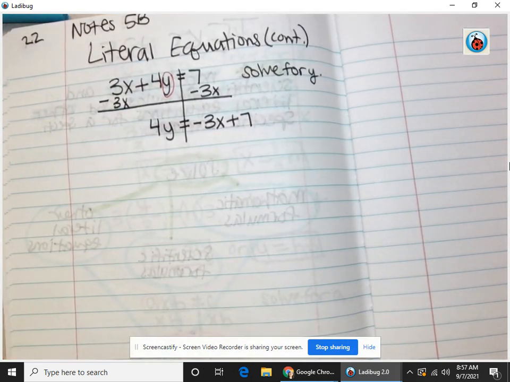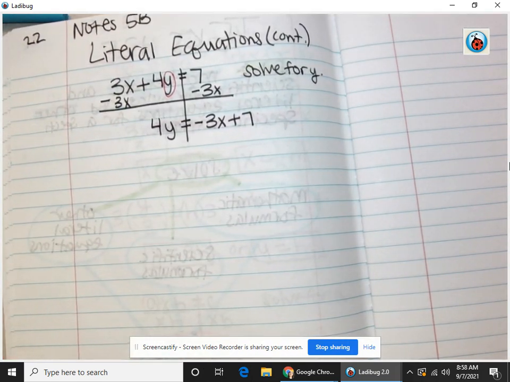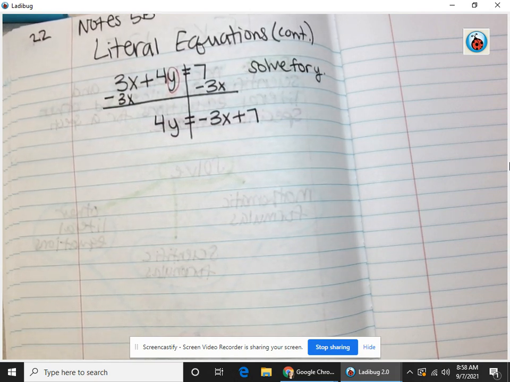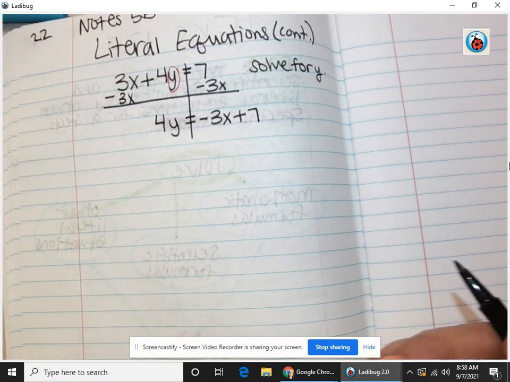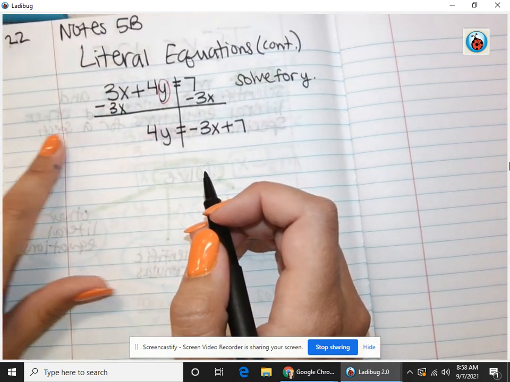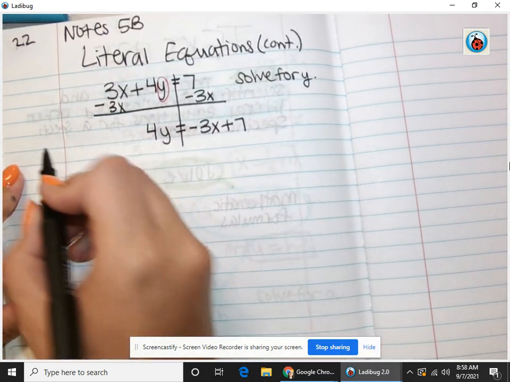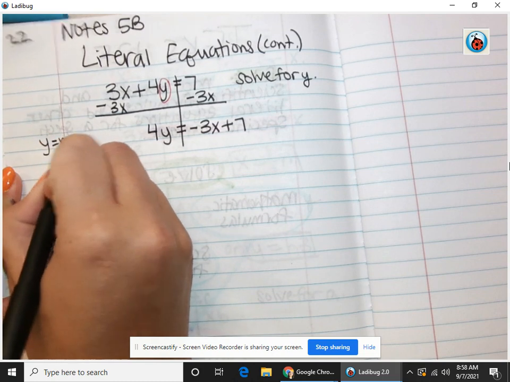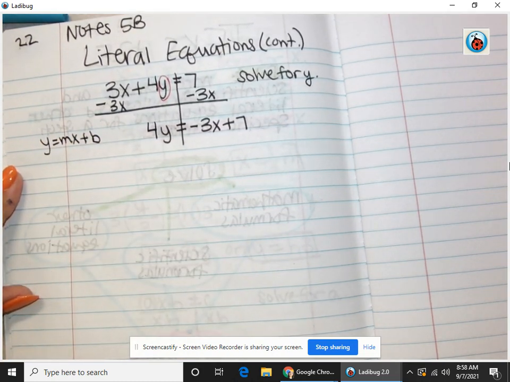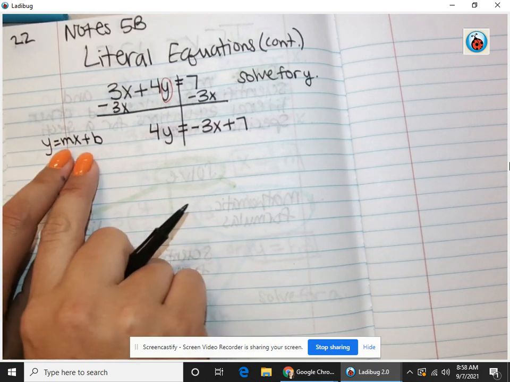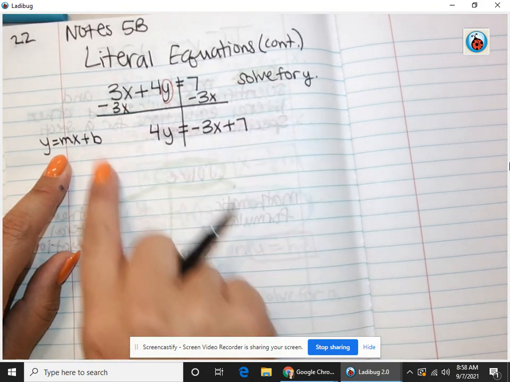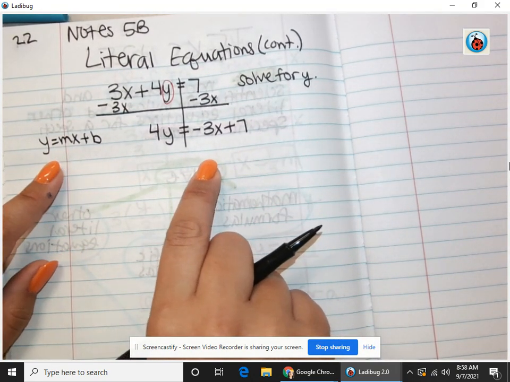Now, if you notice, I put my 3x before I put my 7. The reason for this is because, in just a couple of weeks, our slope-intercept formula is y equals mx plus b. We've probably talked about it in previous grades, but just a reminder, this is what it is. That's what I'm trying to get this to look like, because usually that's why we're solving for y for things like this.